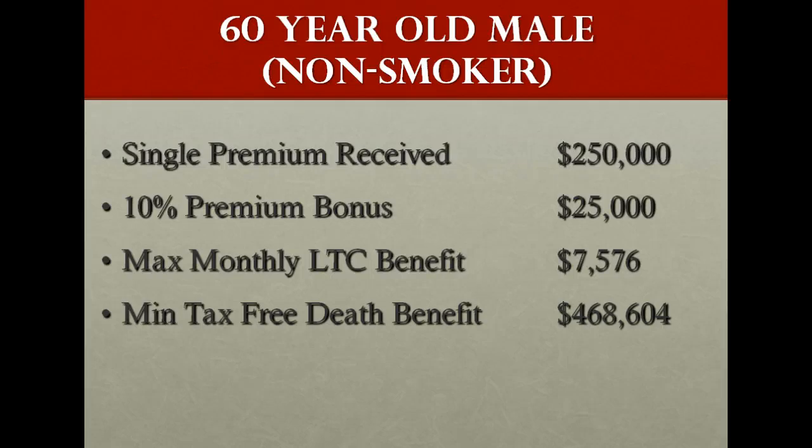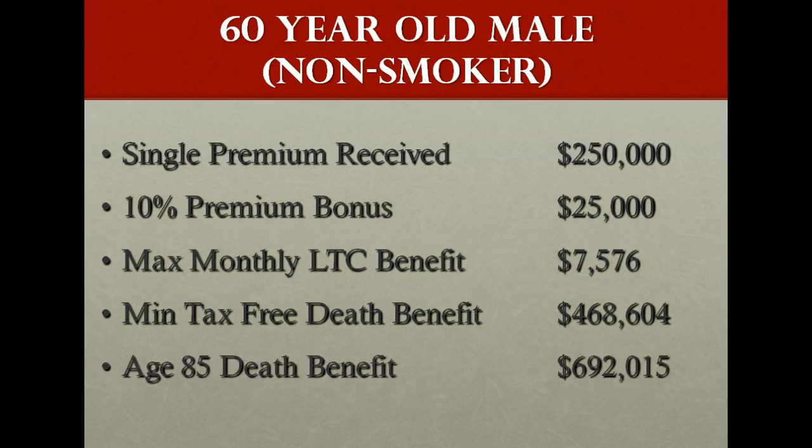It also provides a minimum contractually guaranteed tax-free death benefit of $468,604 to the family, to the loved ones, or to the beneficiaries. Now, if we project into the future and illustrate, at age 85 the death benefit, income tax-free, will have grown to $692,015.